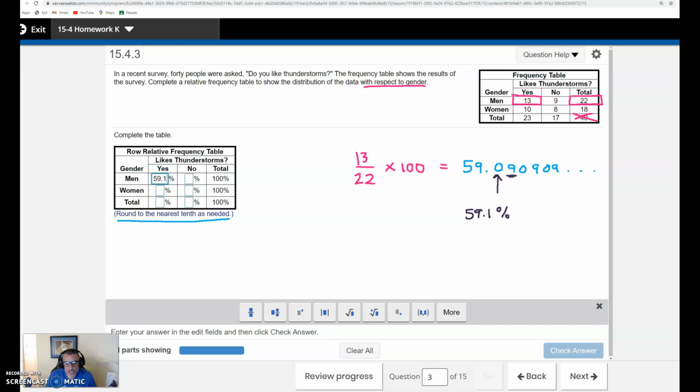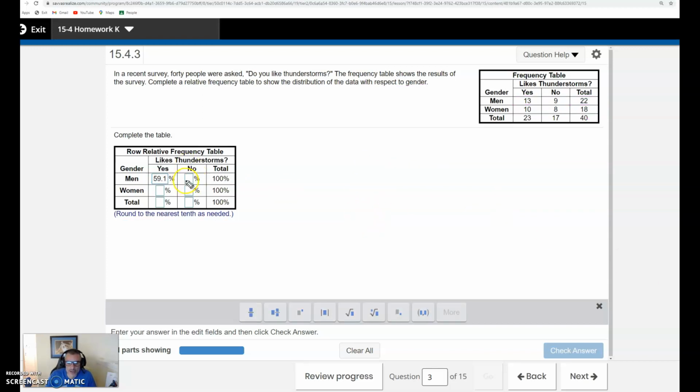What about the men who didn't like thunderstorms, right? So there's more than one way to do this. You can do some subtraction here. So if 59.1% do like them, then just subtract that from 100, right? And that will tell you how many do not like them. So I believe that's going to be 40.9.